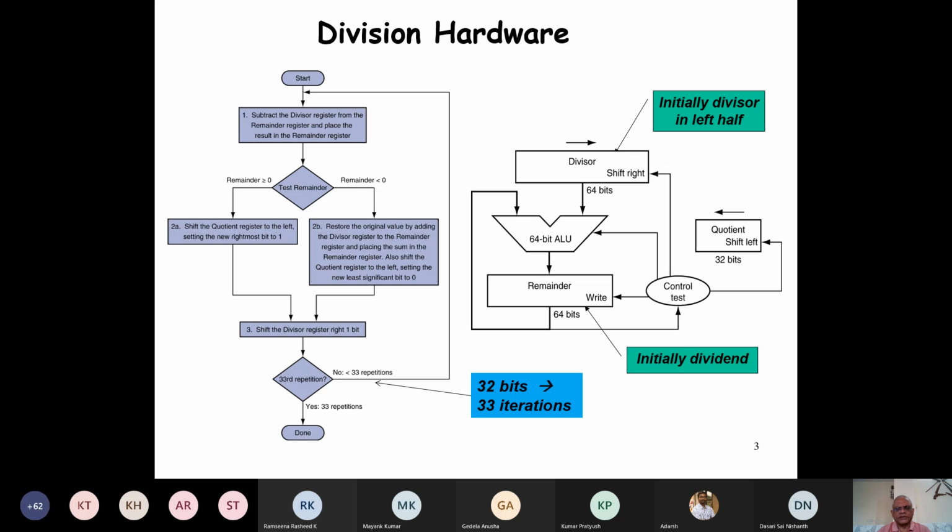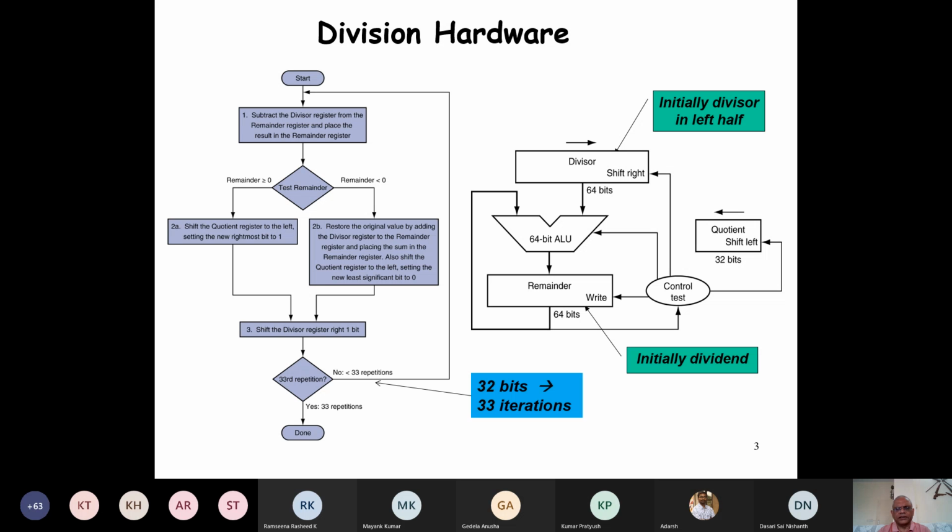The first one is always negative because they are in different positions. Even if the divisor is just one bit, it's not 0, so it is at least 1. Even if it is 1 and you subtract it from the number, it will always be negative. And then we shift the divisor right one bit.